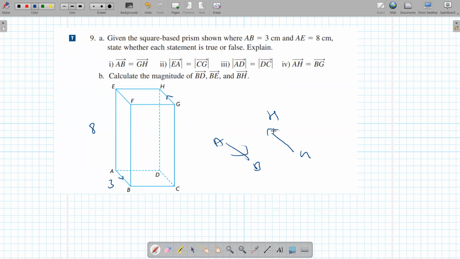They're opposite. They are not equal. So the first one is false. They're equal in length, but they're opposite in direction. So AB is not equal to GH. Second one, the absolute value.